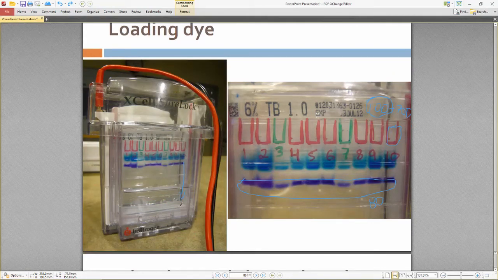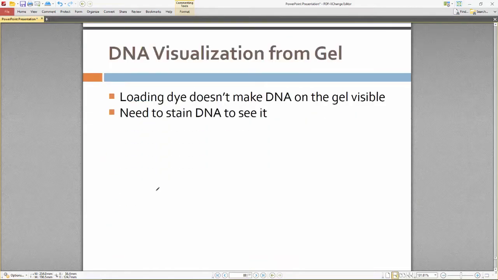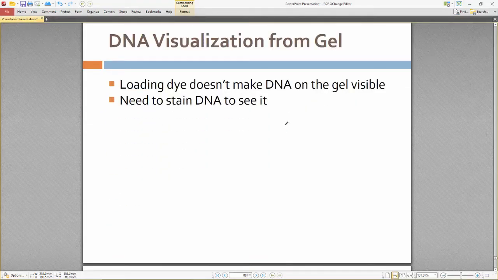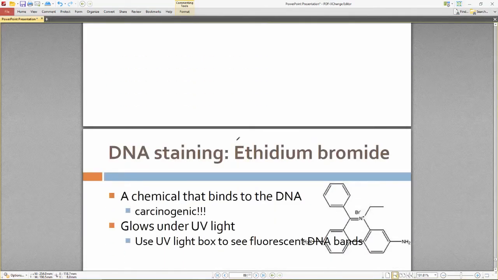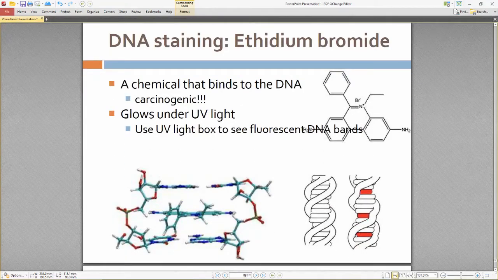But just because we stop it when the purple gets to the bottom doesn't mean that we're done, because the loading dye doesn't make DNA on the gel visible. DNA will still need a separate stain for us to see it. And this is where we learn about DNA staining.